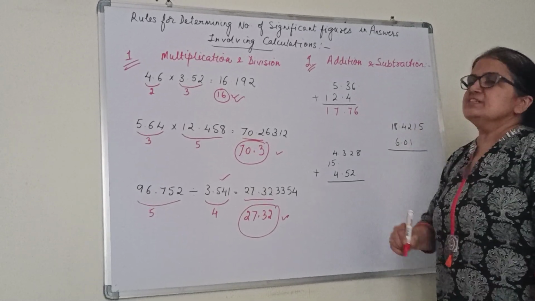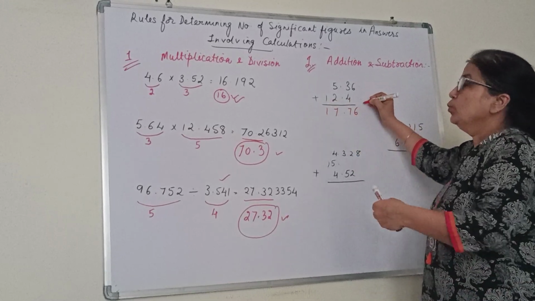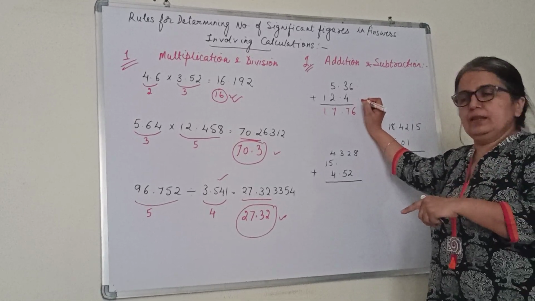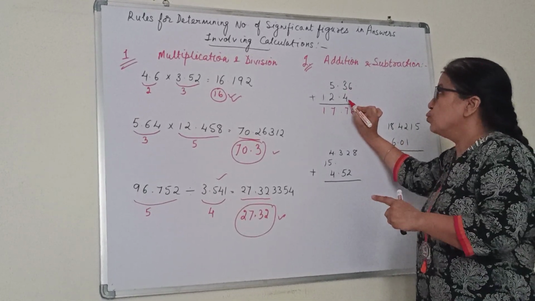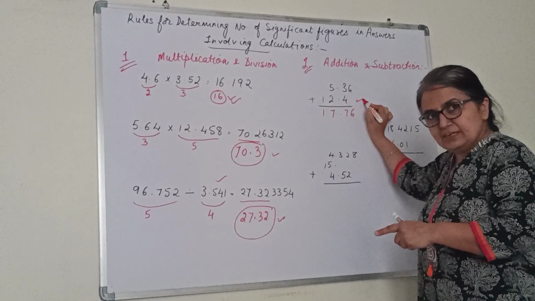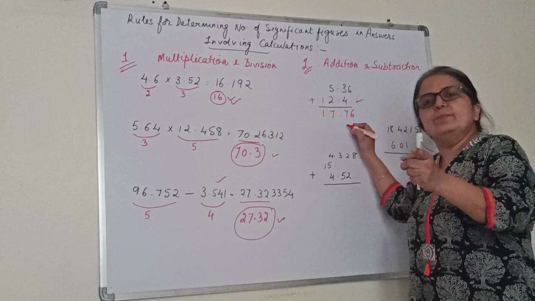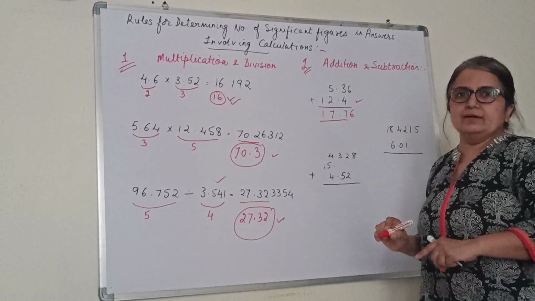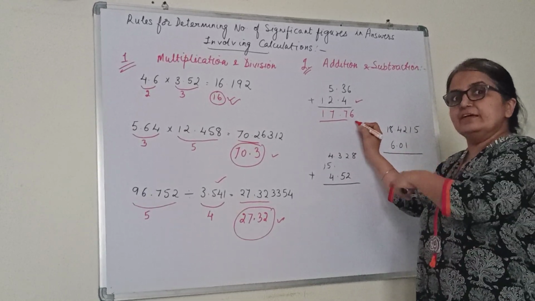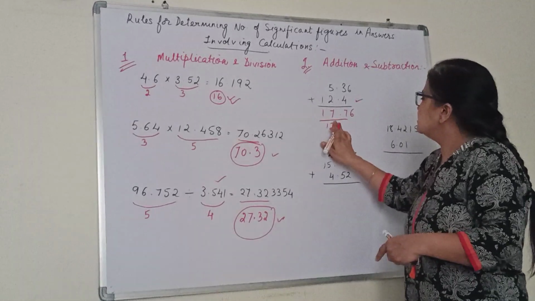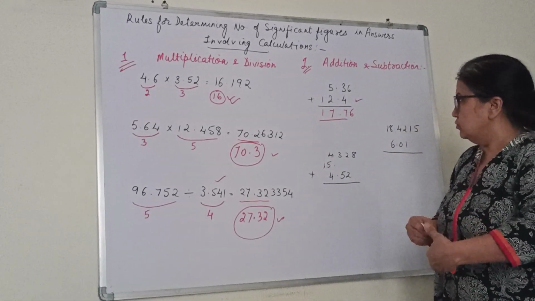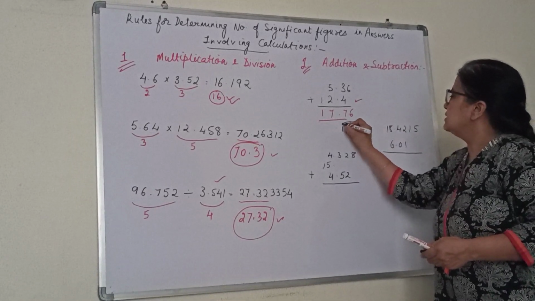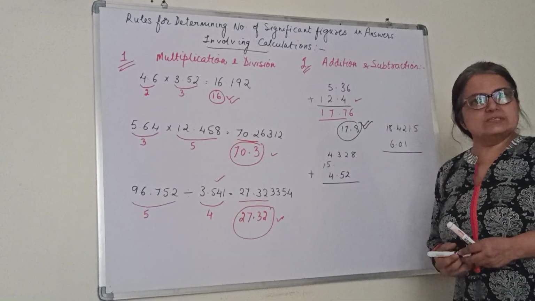You check which two numbers are added. Out of the two numbers, which one has the lesser number of digits after the decimal? This has two digits after the decimal, this has one digit after the decimal. This is having lesser, so the answer also should have one digit after the decimal. That means you are going to represent till here. Beyond that, you are having a number greater than 5. So you will write the answer. I am writing here so that you avoid the confusion. You will write the answer of this as 17.8. This is our answer. Is this clear?